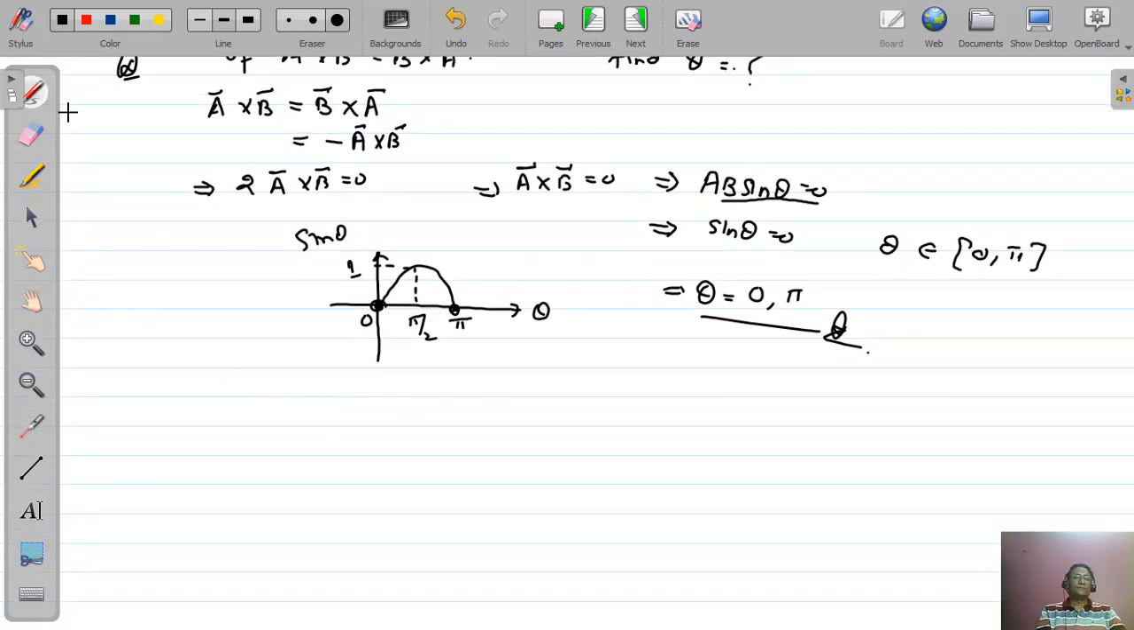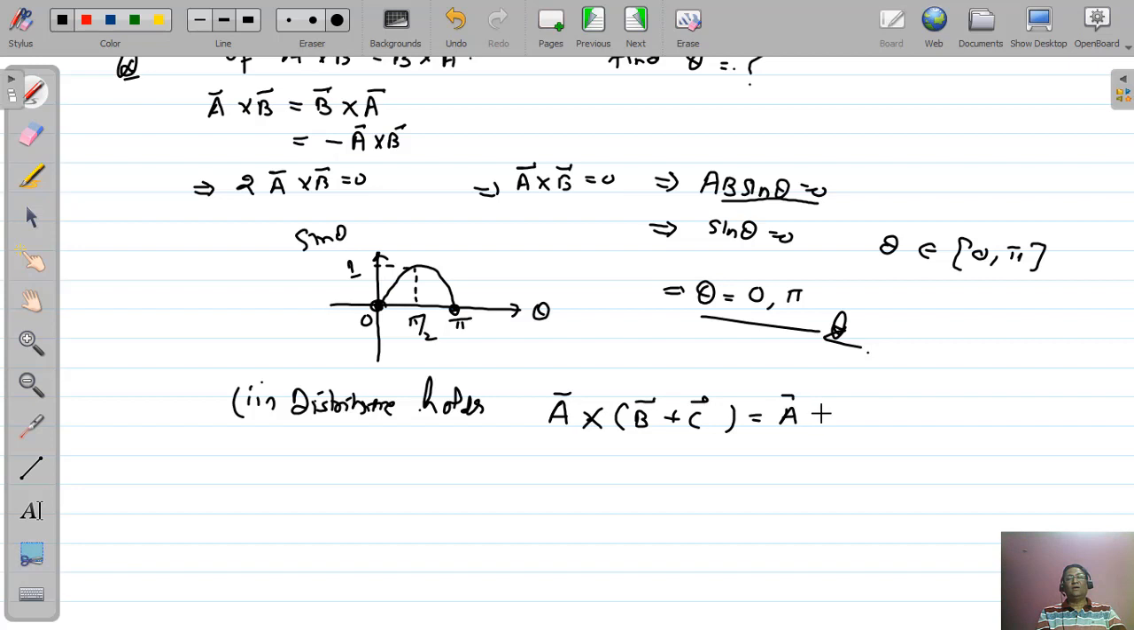The second property is the distributive law. It holds for the cross product. That means vector A cross (B plus C) equal to vector A cross vector B plus vector A cross vector C.